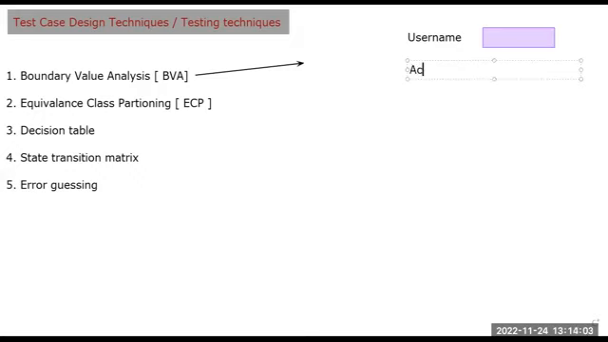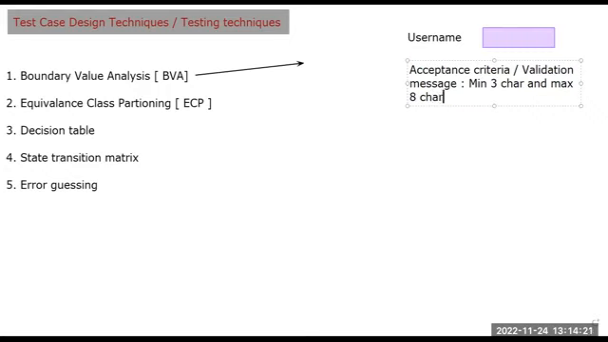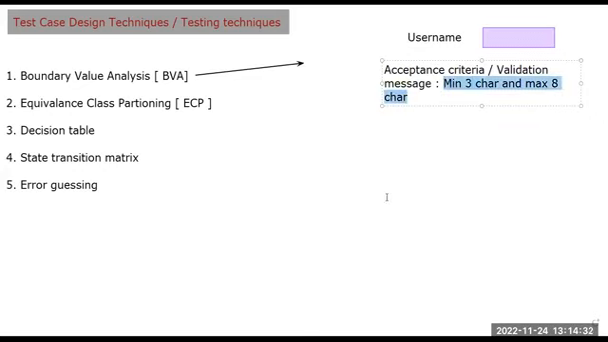I can call it acceptance criteria, or I can call it a validation message. The validation message will be like, if you want to create a username, then you have to enter a minimum of 3 characters and a maximum of 8 characters. It means a minimum of 3 characters is acceptable for this input field, and up to a maximum of 8 characters you can enter. I think we get such kinds of messages, right, everyone? Yes or no?